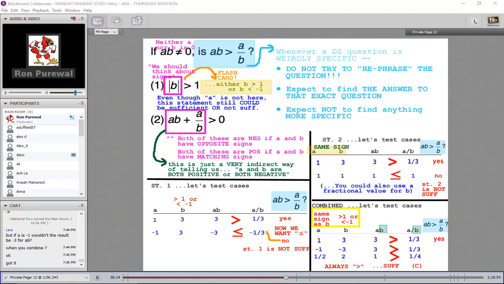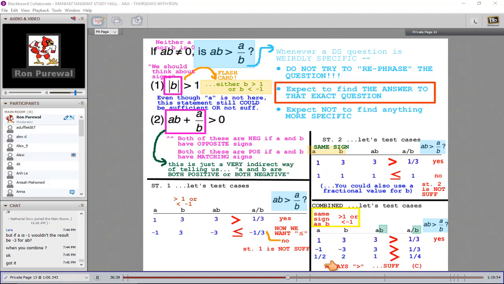Like this, I cannot emphasize this enough. Like if you try to rephrase a question like this, it's going to bite you in the butt. Don't do it. Leave the question alone, because that is almost certainly going to be the thing that is addressed, and nothing else is going to be addressed.